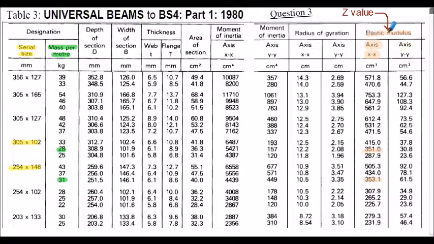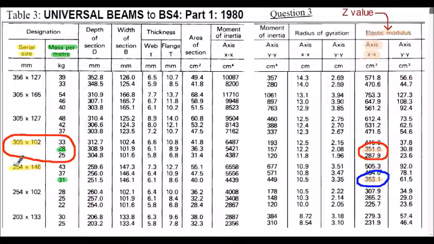if we scan down the section modulus column about the XX axis, 318.2 is the minimum section modulus we need, so we can find a 351 centimeters cubed section, which reads a serial size of 305 by 102 by 28 kilograms per meter. So that's the first section we've chosen. And I also find another section that has a section modulus of 353.1 centimeters cubed, which again is suitable as we're looking for 318 centimeters cubed.